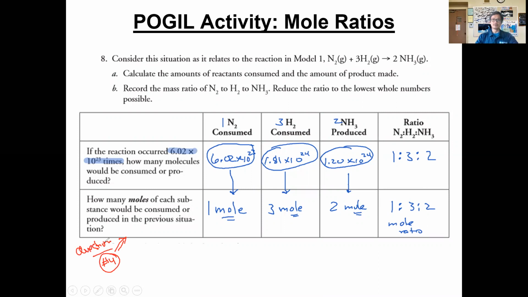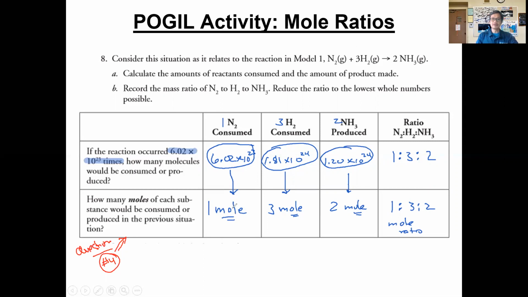I'm running low on time, so we'll finish this up on Monday, but I just want to preview what we'll be talking about. In number 4, we used this balanced equation. If we have Avogadro's number of nitrogen, we would need 3 times Avogadro's number of hydrogen to produce 2 times the amount of ammonia. So we took Avogadro's number, tripled it here and doubled it here to get our 1:3:2 ratio, which represents the ratio of the balanced equation.